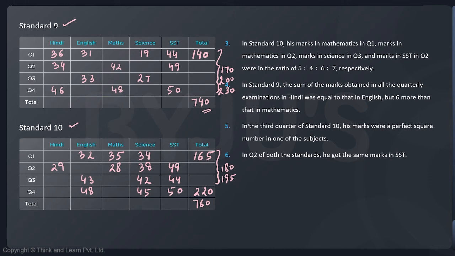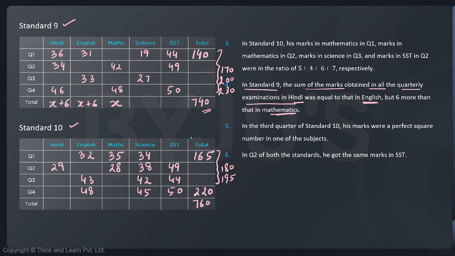Next, it says in standard 9 now, the sum of the marks obtained in all the quarterly examinations in Hindi was equal to that in English, but 6 more than mathematics. So if in mathematics he scored a total of X, in English would be X plus 6, which is equal to that of Hindi.